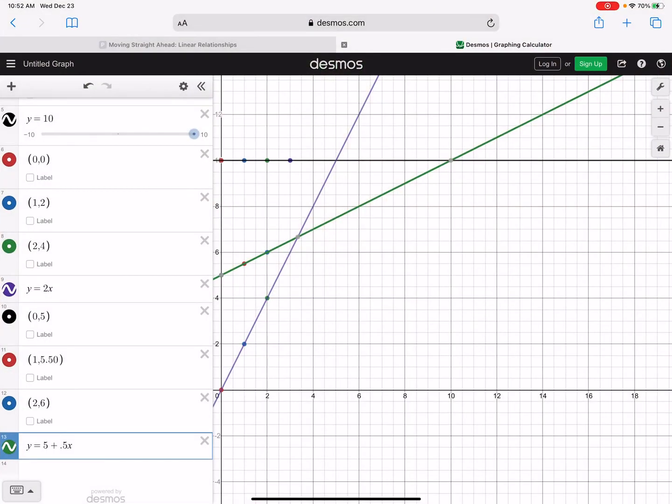If I wanted to use this graph to find the other ones, again, I would just look at where they intersect. This is where Alana and Leanne meet. This is where they make the same amount of money. 10 kilometers at $10. Gilberto and Leanne.